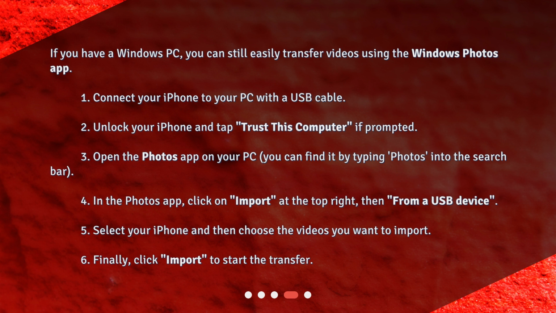4. In the Photos app, click on Import at the top right, then from a USB device. 5. Select your iPhone and then choose the videos you want to import. 6. Finally, click Import to start the transfer.